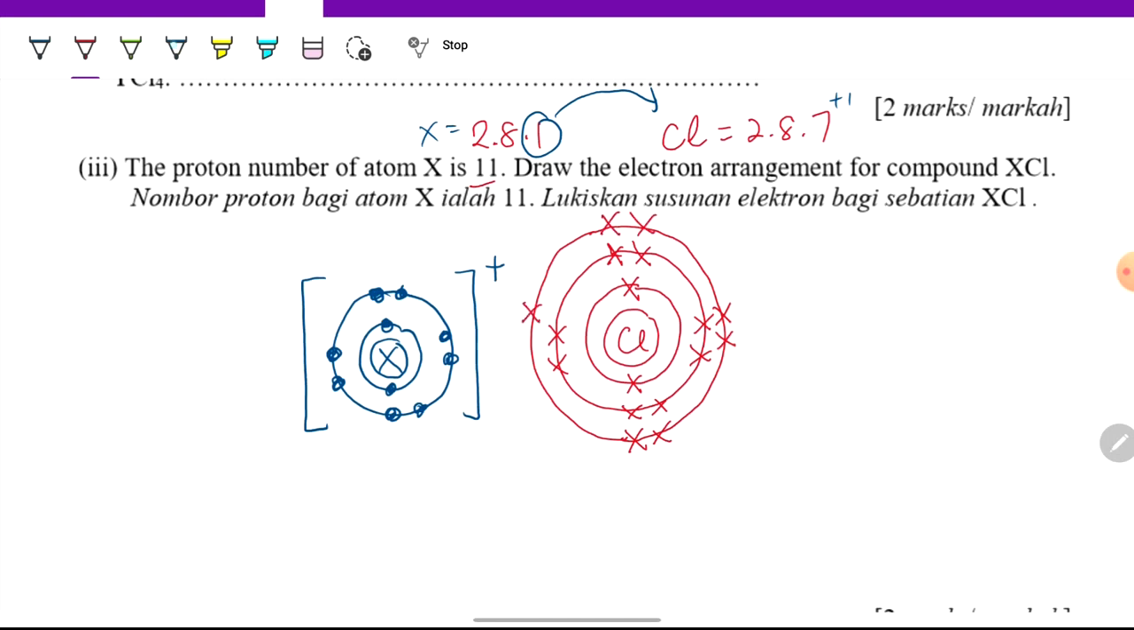So I use the different colors to represent the electrons from the X here. Okay, so we have to put in the charge also, because it accepts one electron, so we write negative one.